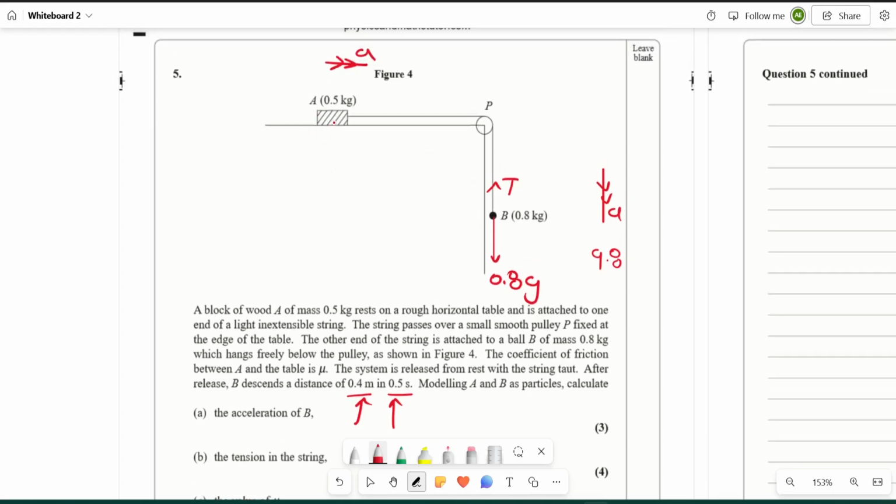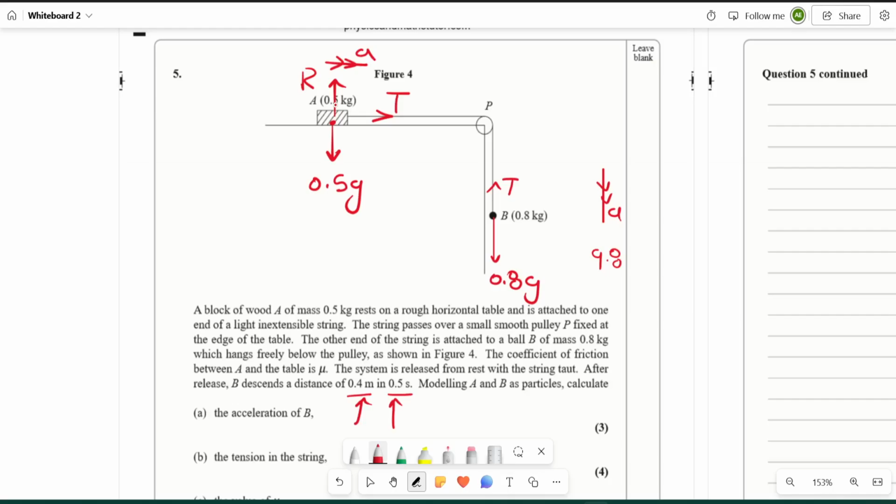For A, I'm going to have the weight going down, 0.5g. I will have a normal force, let's call it R, or a reaction force, because A is pressing on the table, this surface. So the surface, due to Newton's third law of motion, is going to press the other direction, upwards, which is represented by this reaction force. And I'm going to have tension this way. And since it's a rough plane, I'm going to have friction.